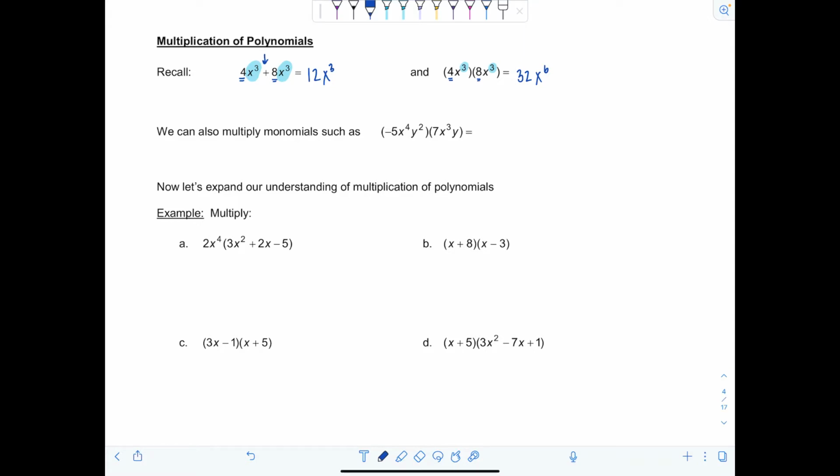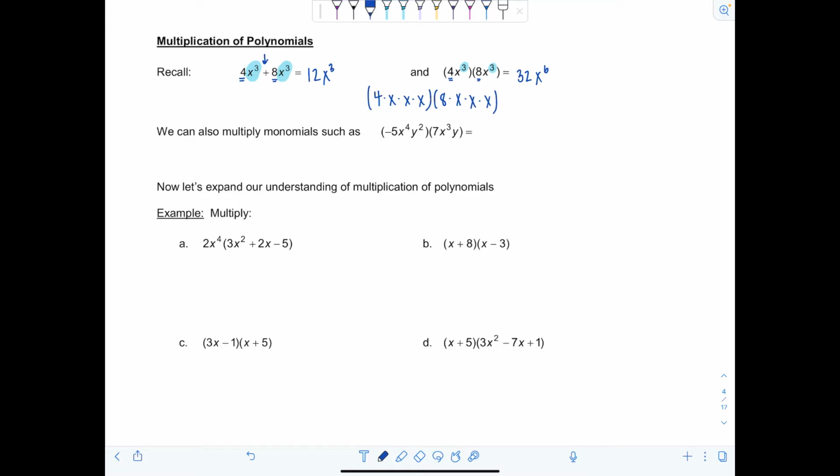Just as a little refresher, 4x cubed means 4 times x times x times x, right? That's 4x cubed. And 8x cubed is 8 times x times x times x. So if you count them up, you've got 6 x's. That's why we have x to the 6th. But who wants to write it out that way? So what we do is we just add up the exponents, bada bing, bada boom.